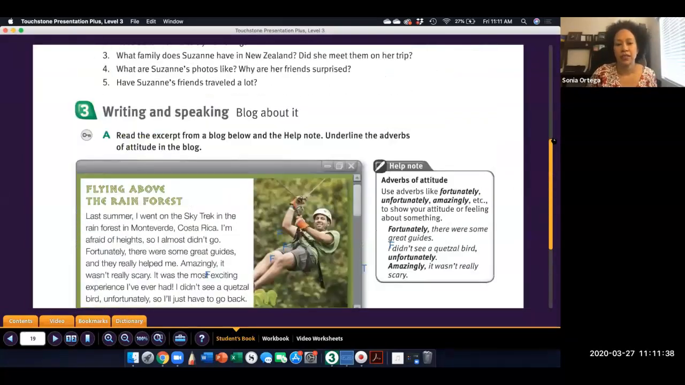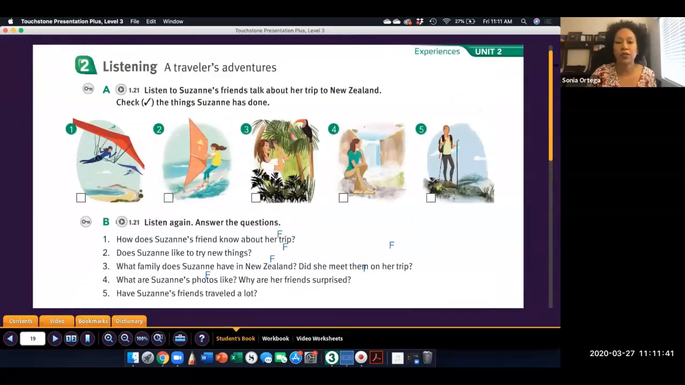And this is the listening. So in the video, I'll only play the listening one time. So if you want to listen again, please rewind the video to listen as many times as you would like. And also the video is captioned. So if you want to see the script, be sure to turn on the closed captions and then you can see all the words being spoken. So let's listen. These two people are talking about Suzanne and her trip to New Zealand. So the first time you listen, check next to the pictures that show activities that Suzanne has done.